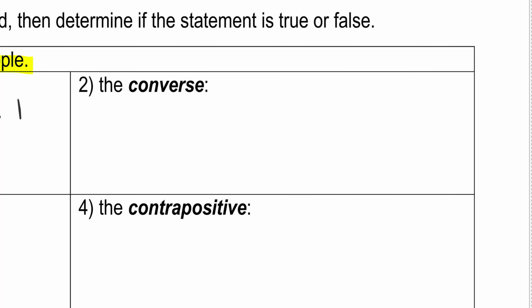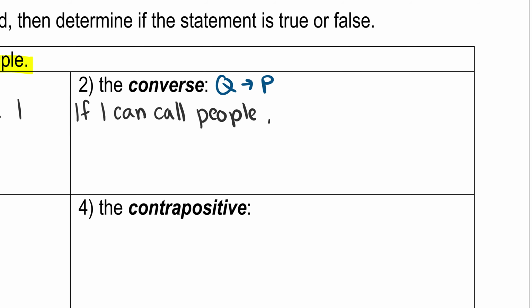Okay, so converse, let's switch those. So we do Q, then P. So I would write if I can call people, then I have access to a phone.